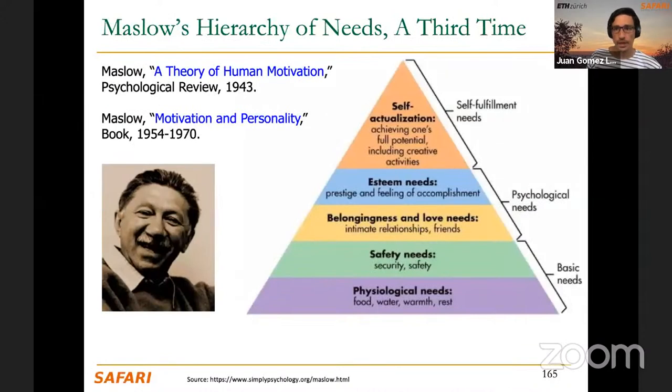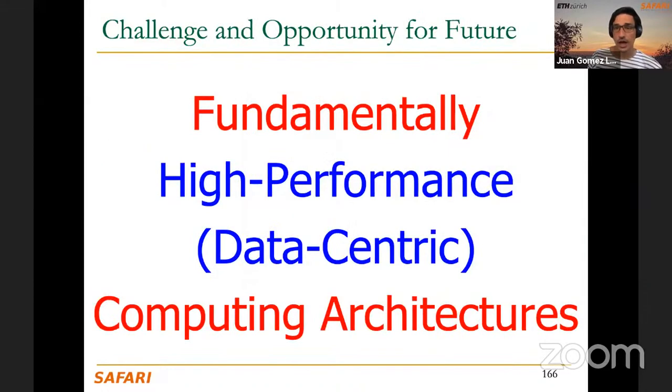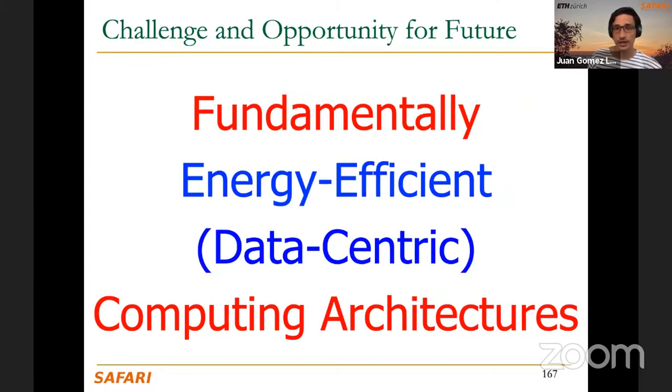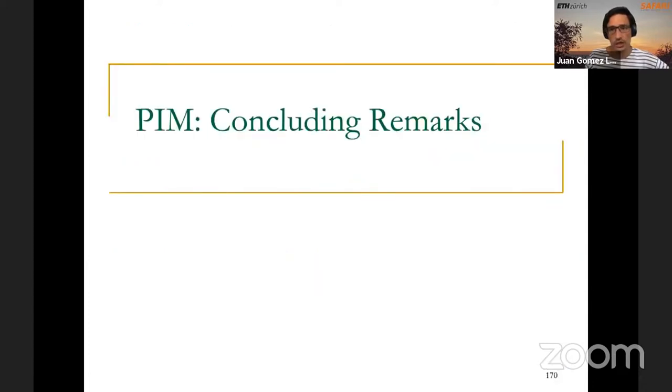So in conclusion, this is a matter of enabling new ideas with a certain goal. In this case, our goal is making the systems higher performance, with higher energy efficiency and lower latency. In summary, computing architectures with minimal data movement, because in the end, we have seen in many, many important workloads these days that data movement is a main bottleneck in computing systems in terms of energy efficiency and performance.